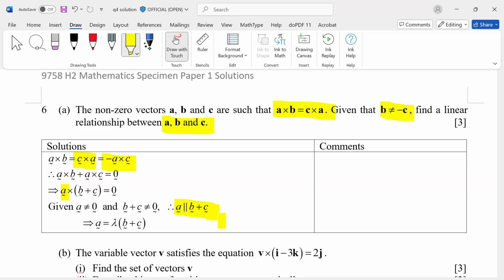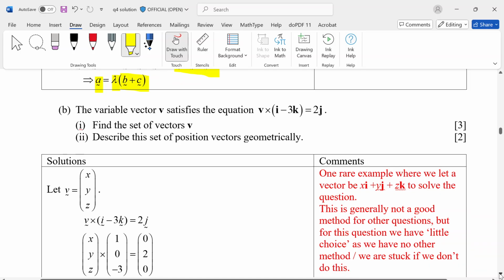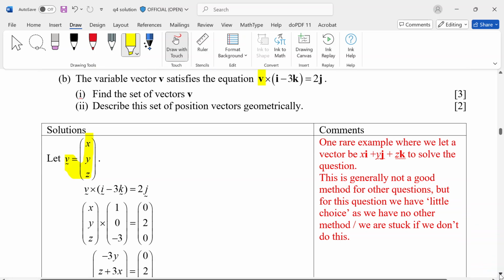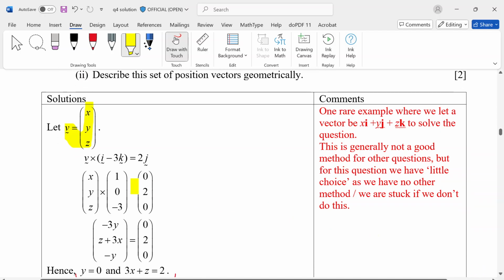But the question asks for a linear relationship. So if they are parallel, that means A must be a scalar multiple of B plus C. That is your 6A. To take on 6B, it is rather difficult. So the trick to do this question is let V be X, Y, and Z. Okay, so when you let V to be X, Y, and Z, you actually go through with the cross product process. Okay, you have only this way to go through and try and investigate what is actually happening. Okay, so seriously, there's no what we call standard template to take on this question.